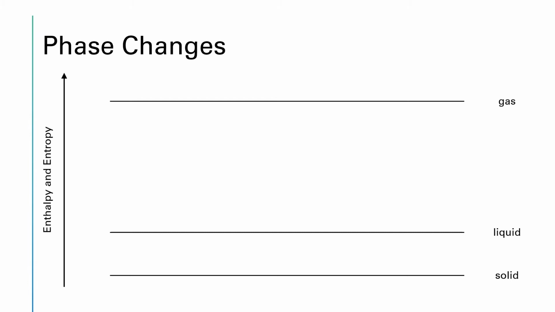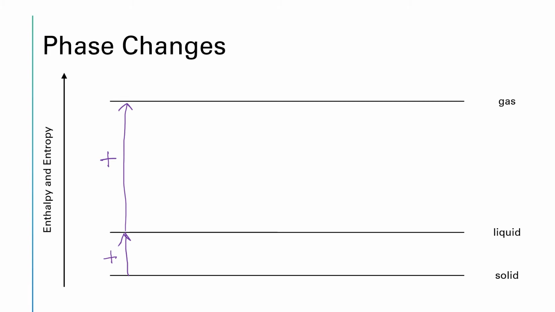If we have the transition of a solid turning into a liquid, which we would call melting, we start at a lower level on this diagram and end up at a higher level. So delta S and delta H would both be positive. If we take that liquid and we turn it into a gas, we call that vaporization, boiling. Both the enthalpy change and the entropy change are positive because we're getting higher on this scale.